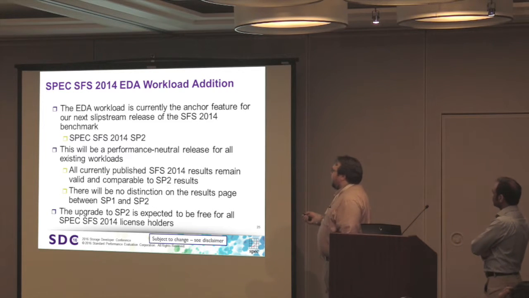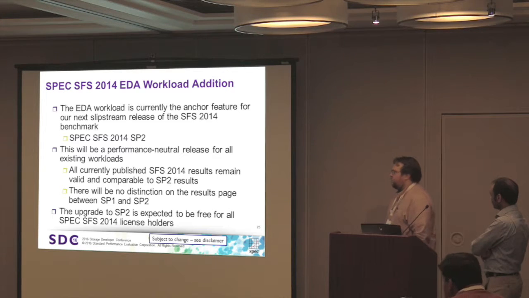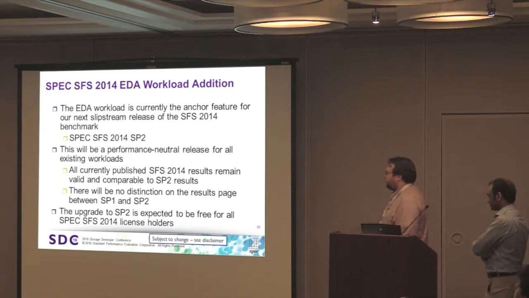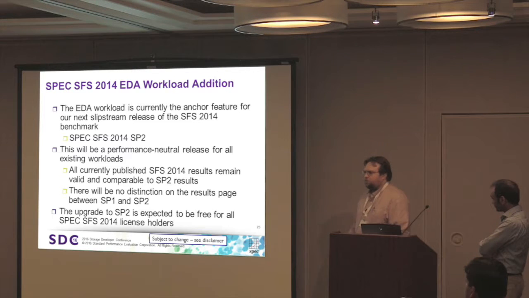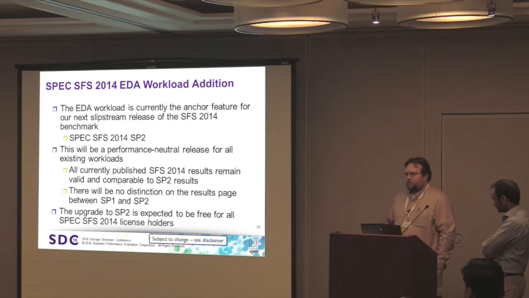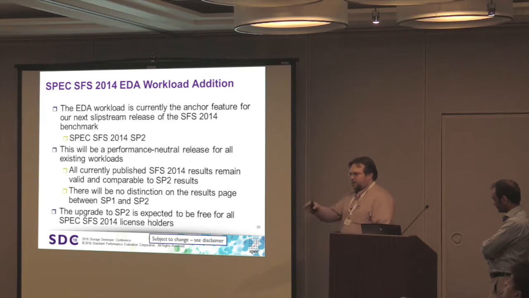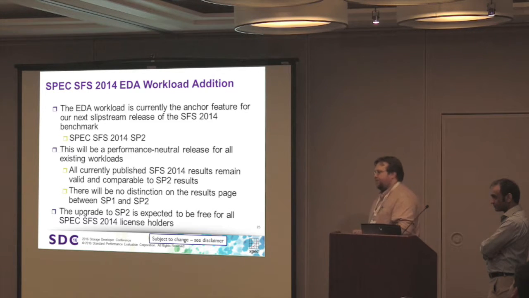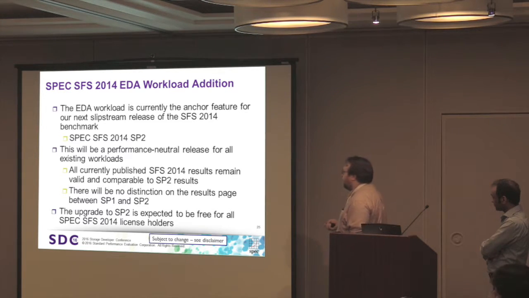So currently EDA is the anchor feature for the SP2 release of SFS 2014, which is what we're working on right now in the subcommittee. This is going to be a performance neutral release for all the existing workloads. So this means that all the currently published SFS 2014 results are going to remain valid and comparable to any future results. We're not up-revving the benchmark in the major version. So everything stays the same, everything's performance neutral. Otherwise, we would have to up-rev it. We don't have a choice on that. It's a standard benchmark. And because of this, there's going to be no distinction on the results page between SP1 and 2 results, because there's no need. And the upgrade is expected to be free for all current license holders.